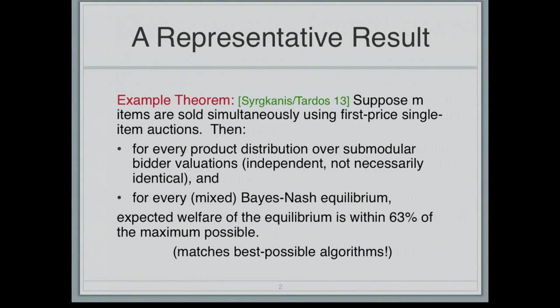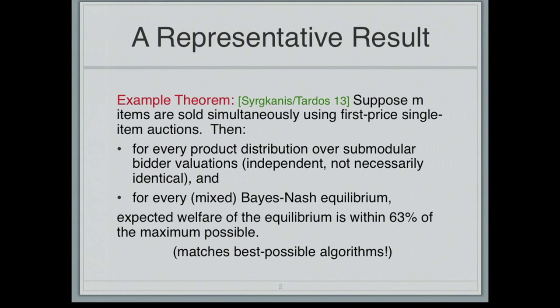Again, you want to know, can we just pretend like it's the early 90s and just run separate simultaneous ascending auctions, one per item? Or do we need to incorporate some kind of more complicated package bidding, where bidders can submit a bid on a subset of goods, not just individual goods?